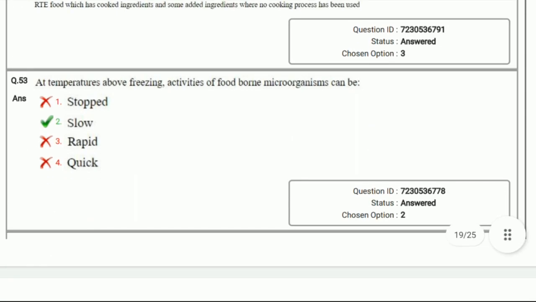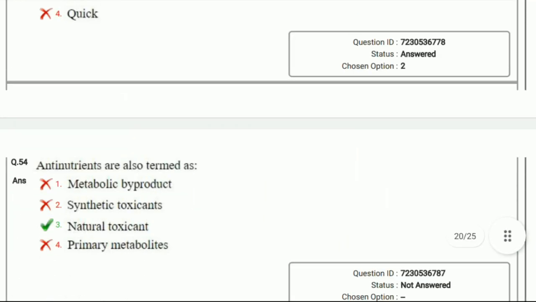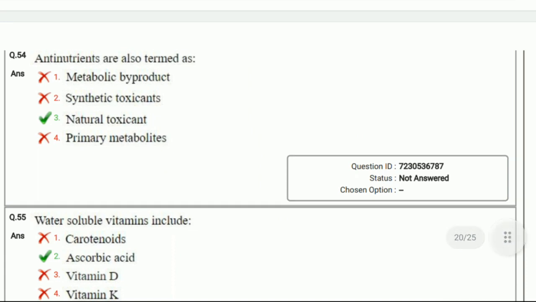Next question, at temperatures above freezing, activities of foodborne microorganisms can be. So the answer is slow. At freezing or refrigeration, microbial growth is never stopped, but the rate of growth gets slowed down. So the answer is option 2. Next question, anti-nutrients are also termed as natural toxicants, the natural toxins which are already present in the food naturally.